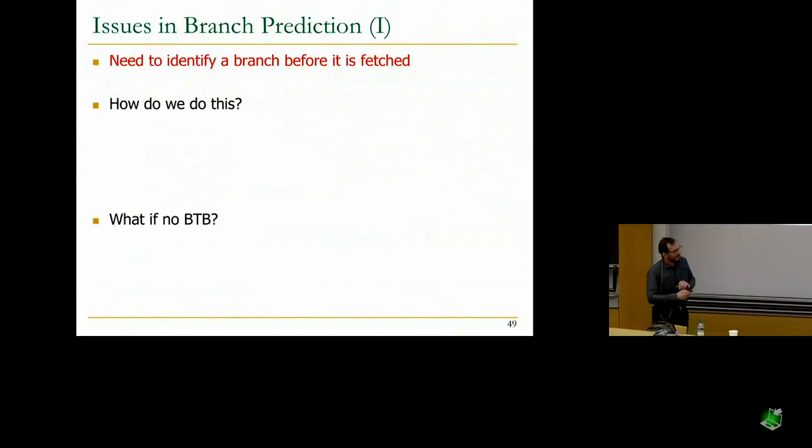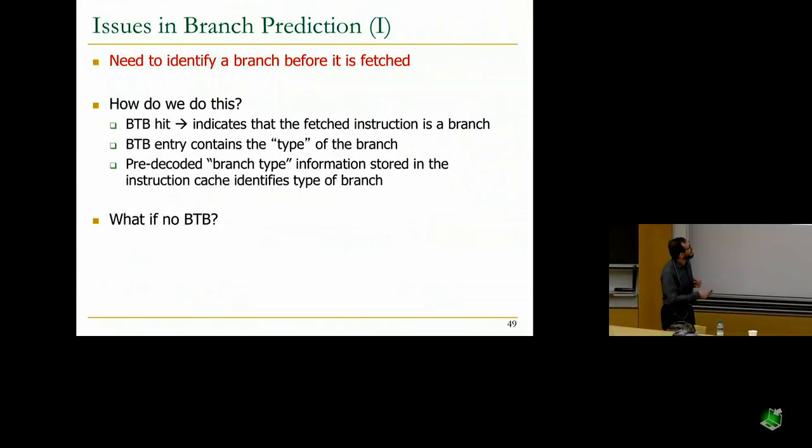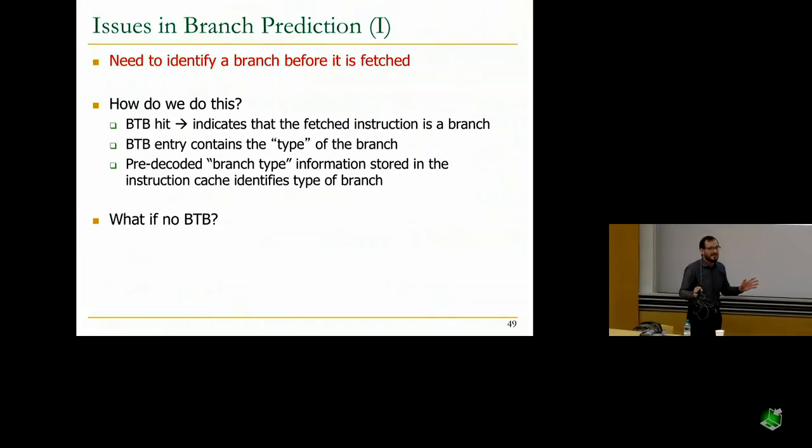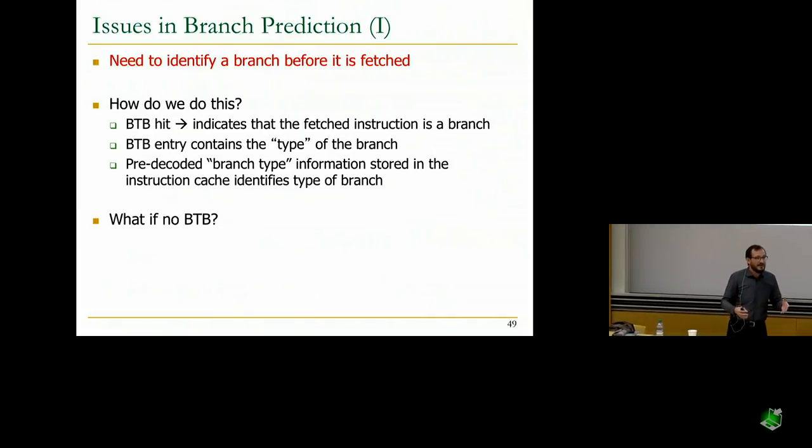So okay, let's have some finishing thoughts on branch prediction. So we've already said that you need to identify a branch before it's fetched. How is it done? You should know this very well. Basically, you consult the BTB, right? If the BTB is a hit, that means that the fetched instruction is a branch. If the BTB is a miss, then you don't know. It may be a branch that's just executing for the first time. It may be a branch that got evicted from the BTB, right?